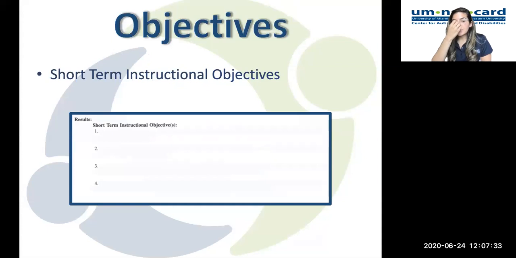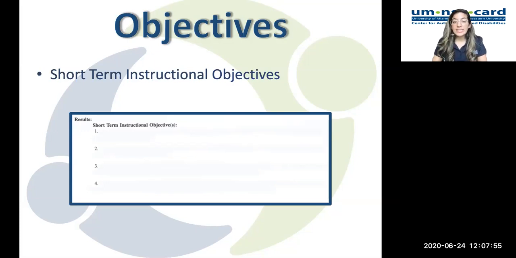Then we have the objectives. These are not required by law, but they're very common in practice. And these are just short-term stepping stones or a breakdown of the goal into smaller steps to show how the child will work on this. Typically, what you see is 4 objectives per goal.